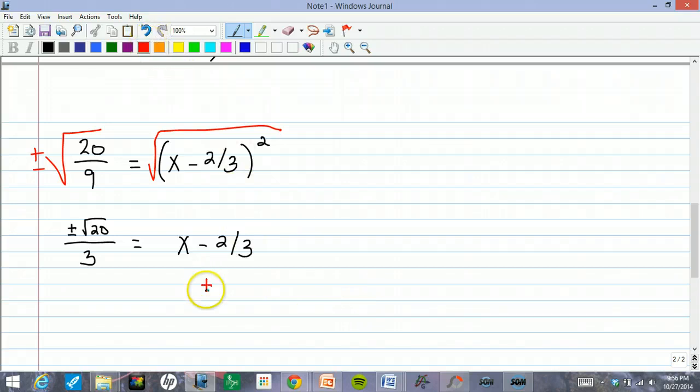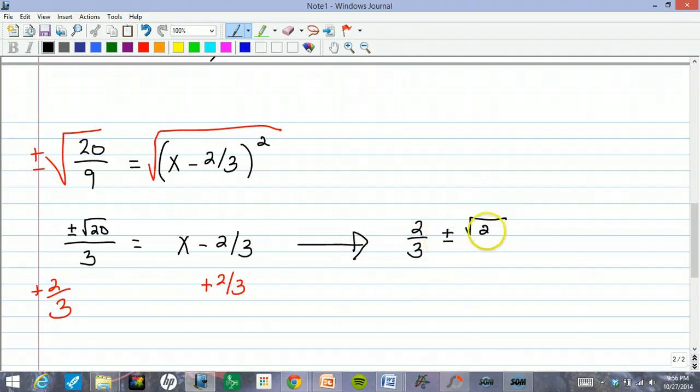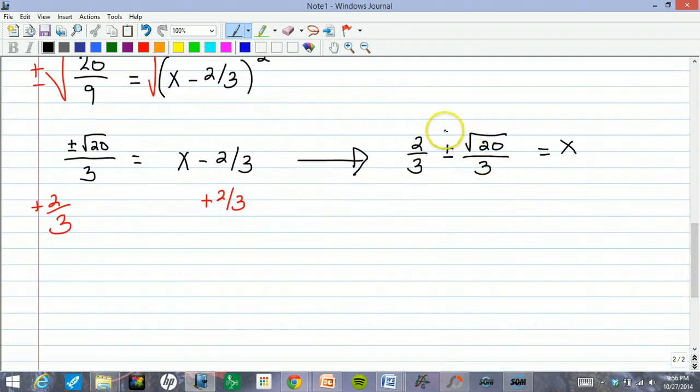Last but not least, undo this subtraction of 2/3 by adding 2/3. And I don't feel like scrolling down anymore, so I'll put my answer over here. So on the left, we have 2/3 plus and minus the square root of 20/3 as our zeros. These are the zeros. They are real numbers. They're not the prettiest, but we can figure out what they are. Let's simplify our answer.